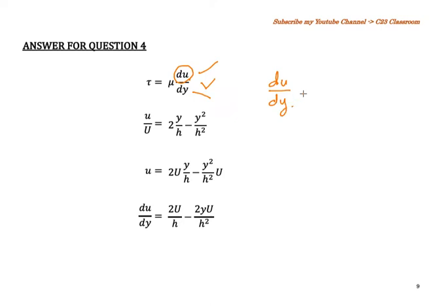So what we need to do is, the term du dy is actually the differential form of the velocity. If we have the velocity distribution like this, we could rearrange the equation and differentiate it, and we have du dy equal to 2U over h minus 2yU over h square.